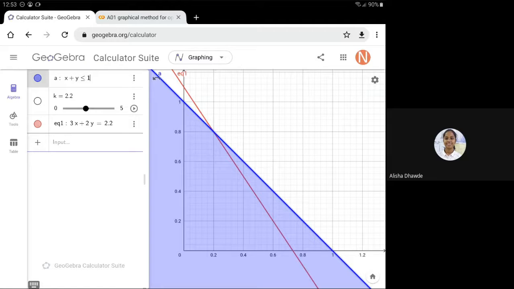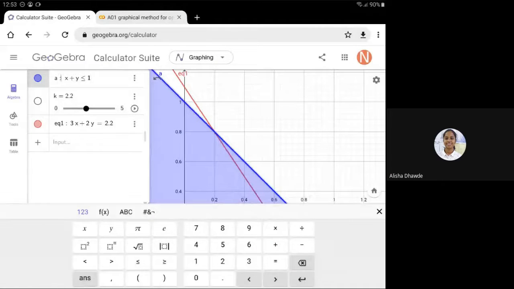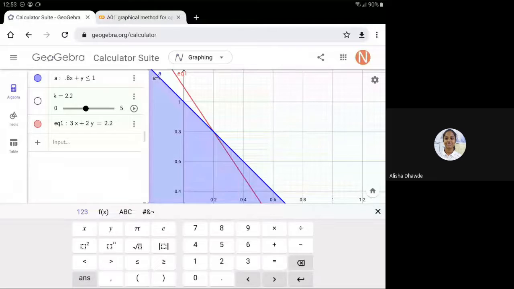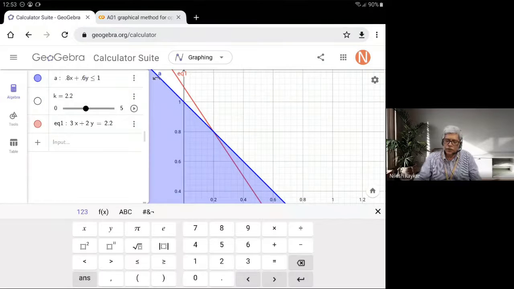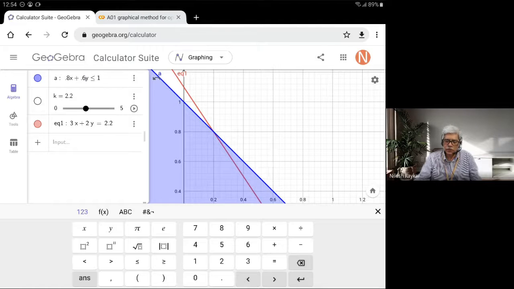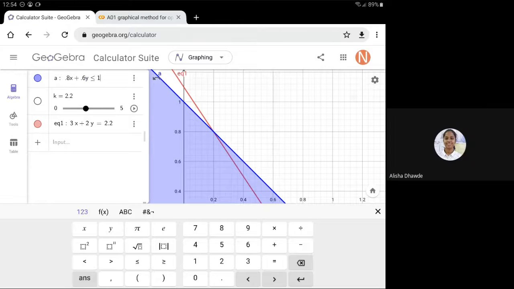0.8 x1 plus 0.6 x2. Here, instead of x1 and x2, I am writing x and y, since they are the default variables in GeoGebra. It may be able to handle x1, x2, but I did not explore that. You can do that. And what is the constraint? It's greater than or equal to 0.65.